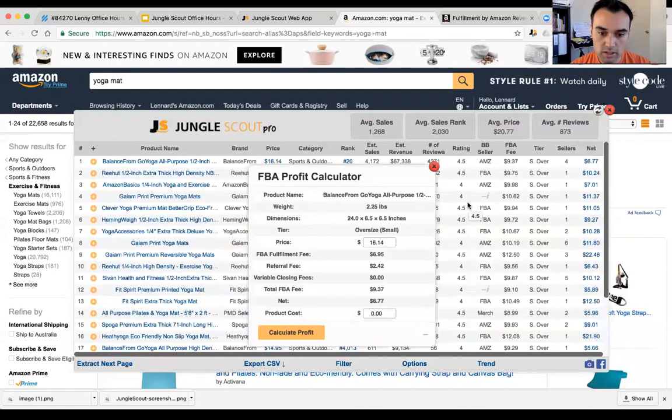So by default, it puts in this current listing price of $16.14, and it tells you that based on that and what product it is, you would pay an FBA fee of $9.37 in total for this particular product. However, you do have the option of changing the price here, which is really nice because it's like, okay, I want to sell a yoga mat, but mine I might want to sell for $24.99. So that will give you the FBA fee, which will be $10.70. So you know how much that is.